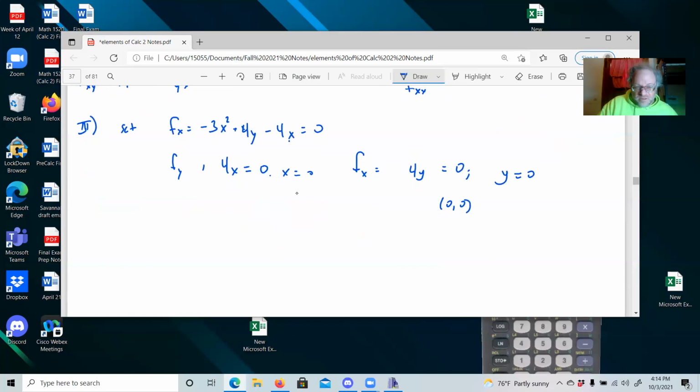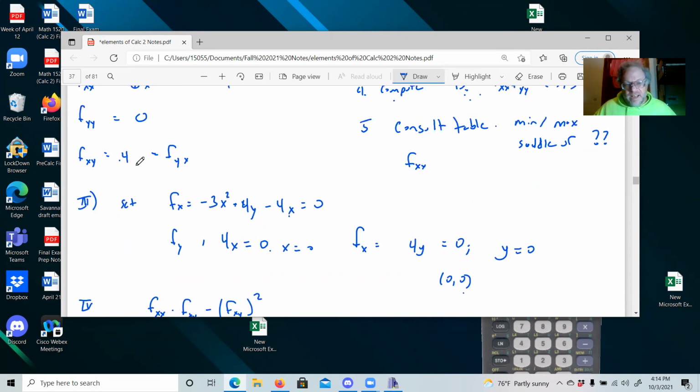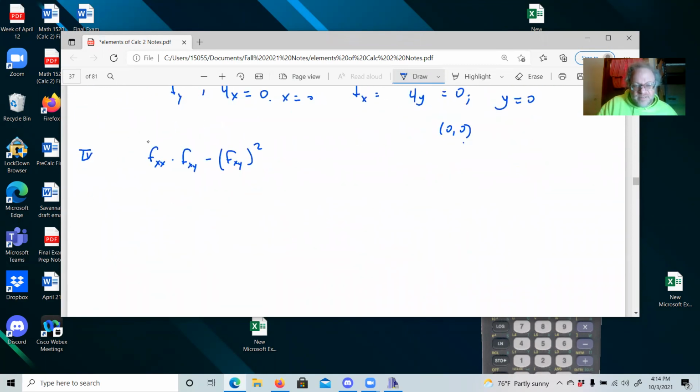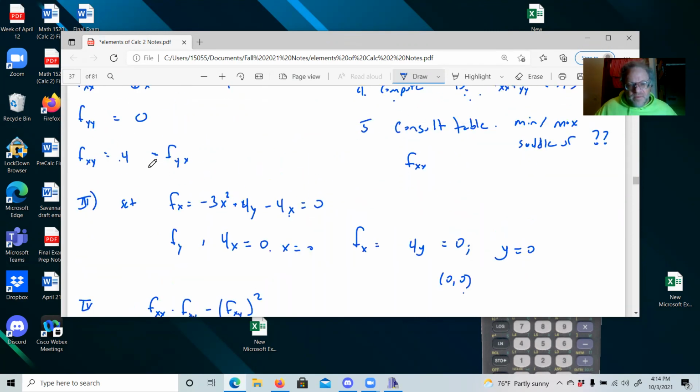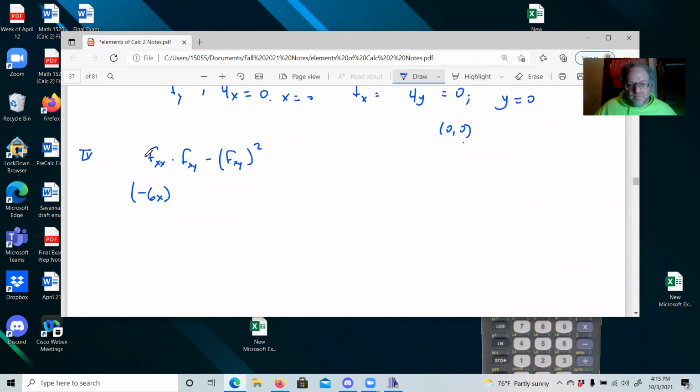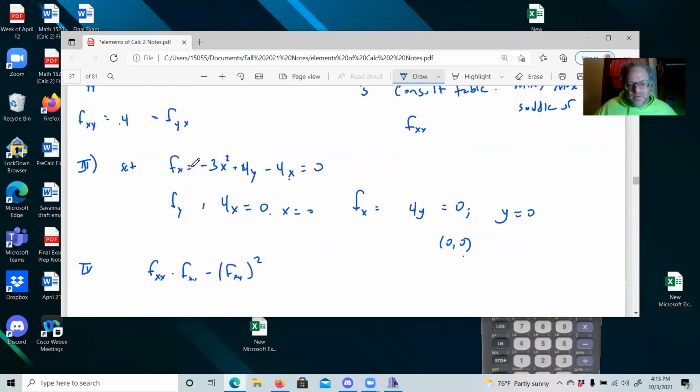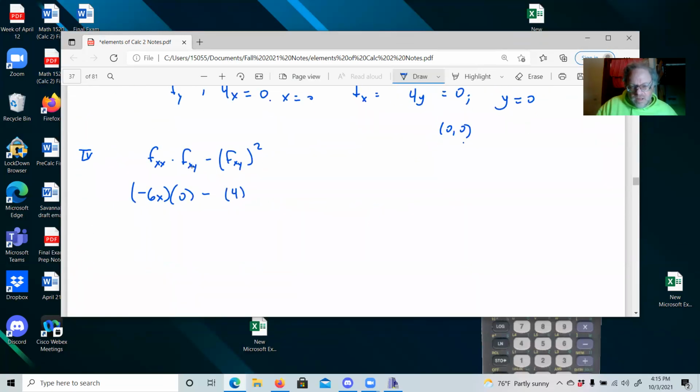Now we're going to go ahead and compute our determinant. So that's step 4. We have fxx times fyy minus fxy squared at the point 0, 0. If I look at fxx, that's minus 6x. Then fyy is equal to 0, minus fxy, which was 4, squared. I don't really care what x is because 0 times that is going to be 0.